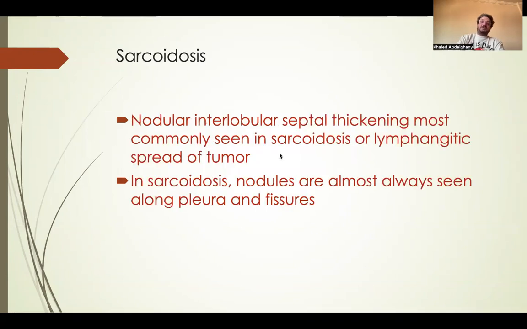It's the most common entity to present with nodular septal thickening, besides the lymphangitic spread of tumor. In sarcoidosis, the nodules have a characteristic distribution. It is perilymphatic. It appears along the pleura and fissures, costal margin, and the major fissures.